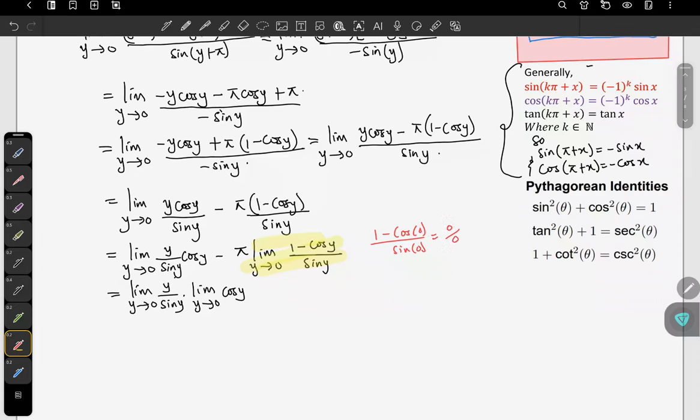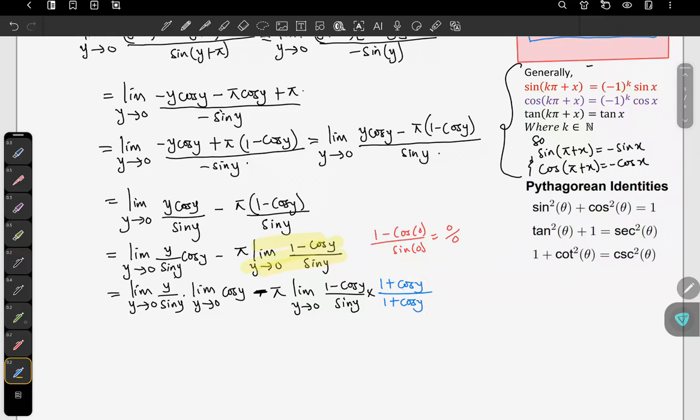So to deal with that, this is almost like what we've done in the first two videos. So I can actually multiply by the conjugate of 1 minus cos y. So this is going to become minus pi, limit as y goes to 0 of 1 minus cos y over sine y times the conjugate of 1 minus cos y, which is 1 plus cos y over 1 plus cos y.